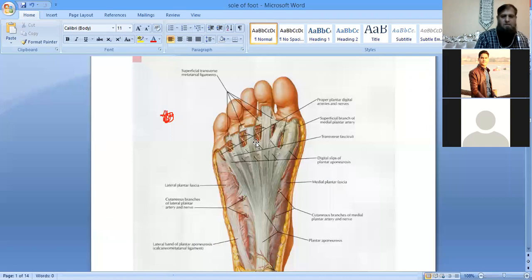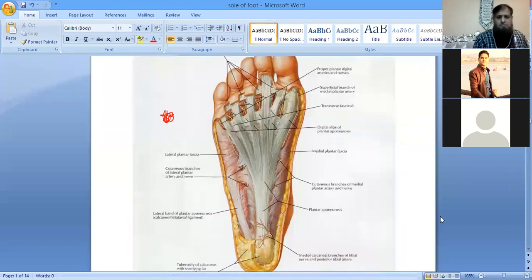Yes sir. Okay, now we'll talk about the deep fascia. The deep fascia of the sole of the foot is basically also called the plantar fascia.